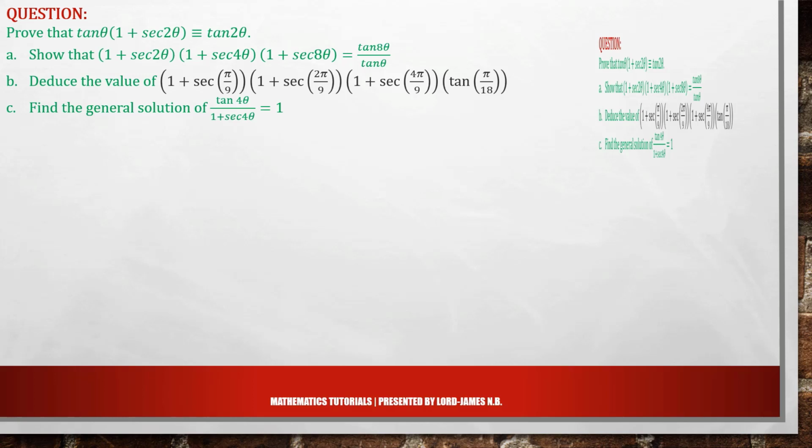C. Find the general solution of tan 4 theta divided by 1 plus sec 4 theta equal to 1. So you can pause this video and give it a try. Let's get started.